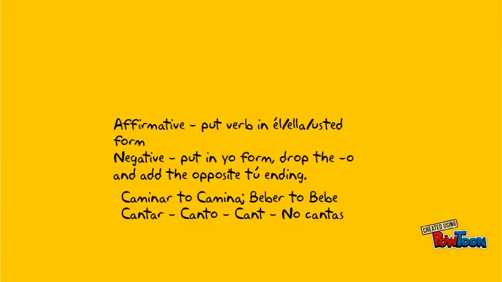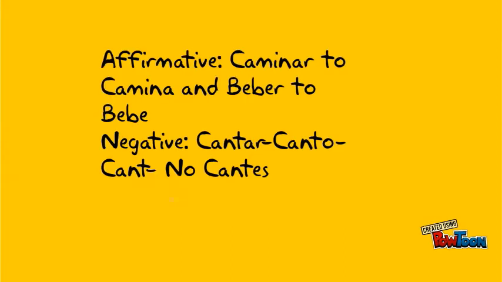Step 1 is to put it in the O form. Step 2 is to drop the O. Step 3 is add the opposite ending. So, if the verb was cantar, we would change it to canto. Then we would drop the O, and it would form into cant. The final result would be no cantes.